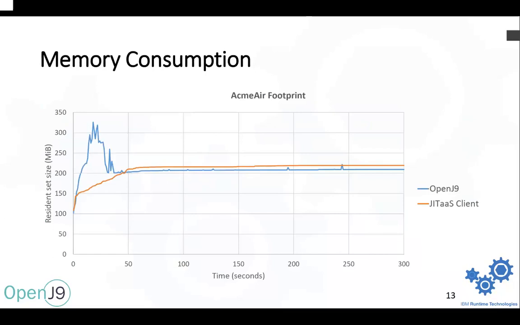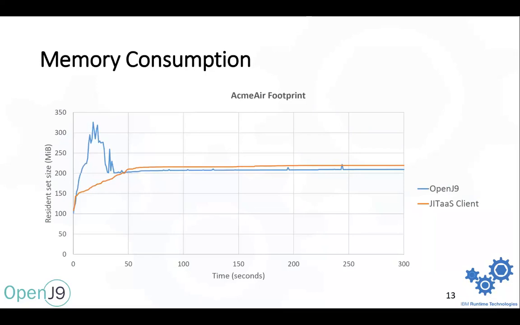Here we can see that peak memory usage is somewhere in the 325 megabyte range for the conventional JIT. Then it starts to tail off once everything is compiled, and you essentially have a graph of the application's memory usage after that. Compare that to the JIT as a service client. We can see that there is no spike in memory usage. All of the compilation is happening elsewhere, and the graph essentially looks more or less like the application's memory usage.